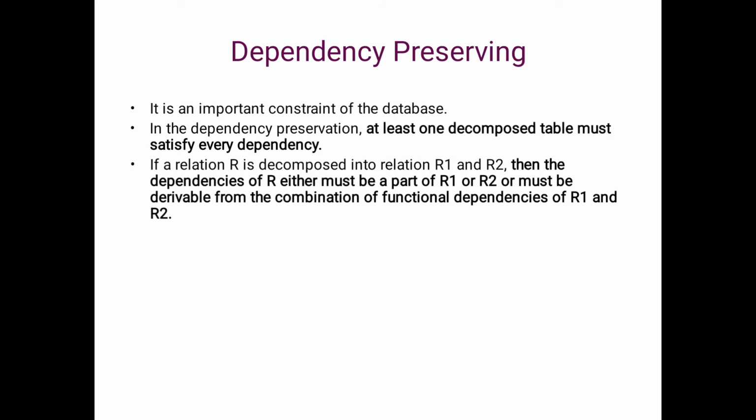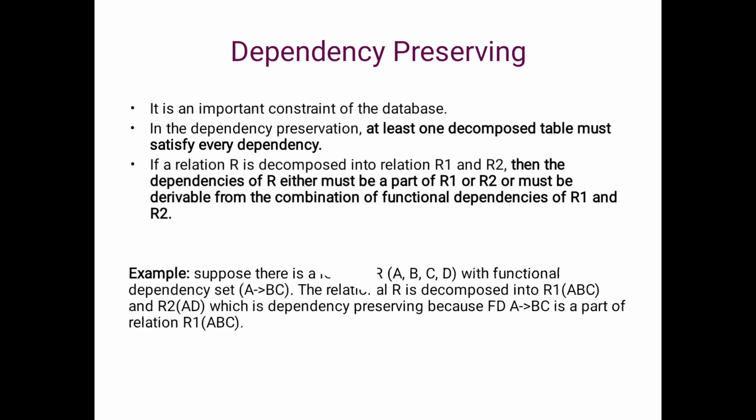Here the original table is R, and we decompose the table into R1 and R2. Then all the dependencies of the original table must be a part of R1 union R2. Definitely then only the dependency preservation is satisfied, otherwise it does not satisfy dependency preserving.